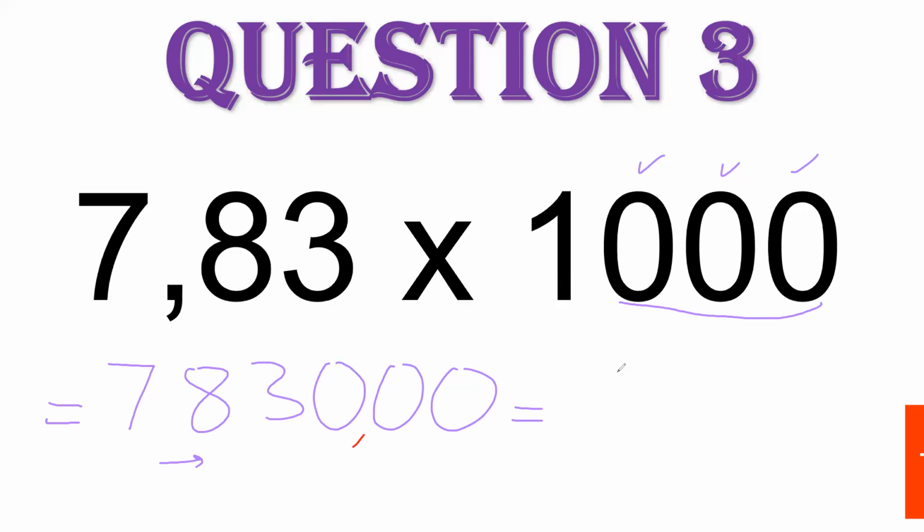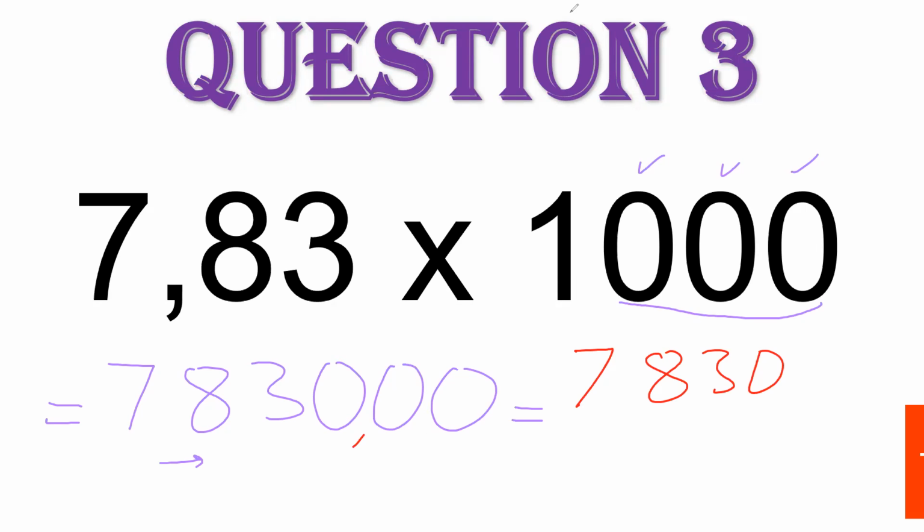7,830, comma 0. After the comma, if you have 0, you don't even need to write it. You can just remove that. But I hope everything is clear. We are just using this rule. Just check how many zeros you have, and your comma is moving to the right. That's step 1, 2, 3 steps.